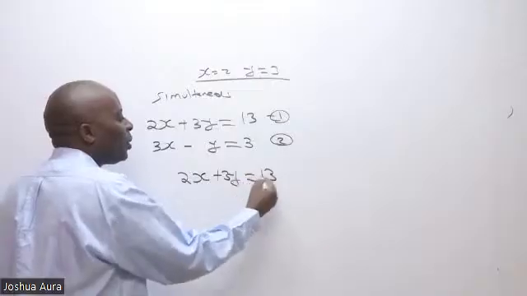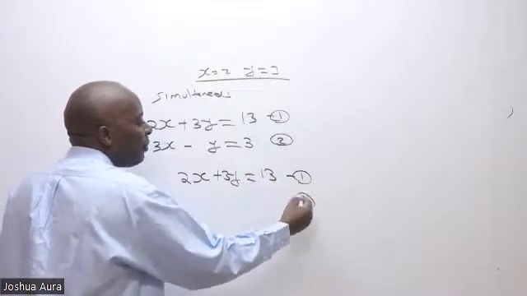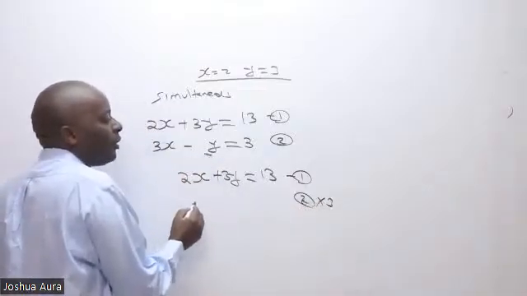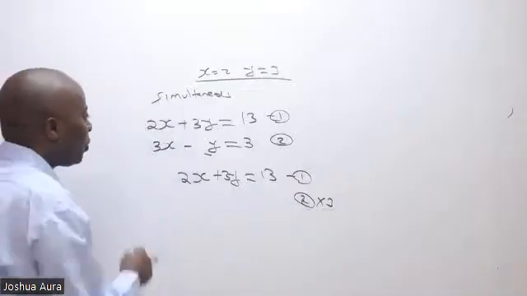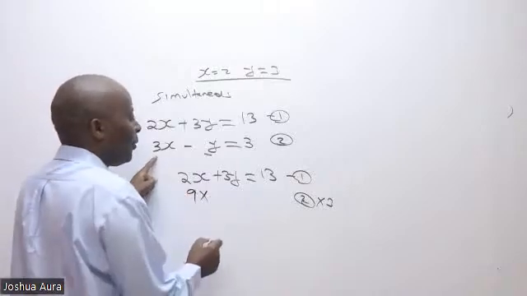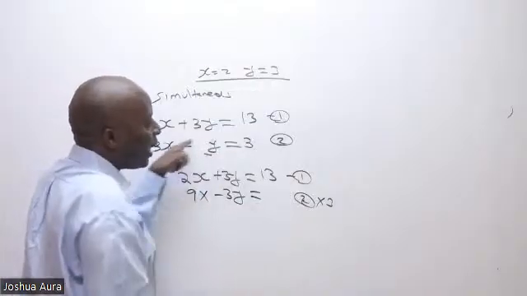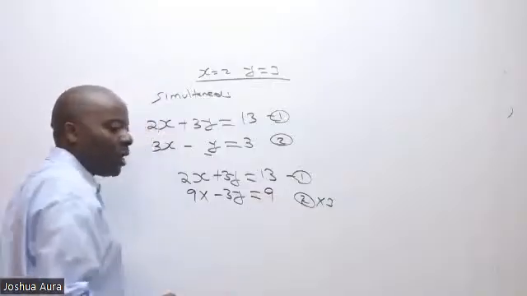Equation number 1 is going to remain. But equation number 2 will be multiplied by 3 to make this one 3 as well. Remember, when I'm multiplying equation 2 by 3, everything is being multiplied by 3. What do we have here? We have 9x minus 3y equals what at the end of the day? I'm multiplying everything by 3, so on the other side, we have 9.